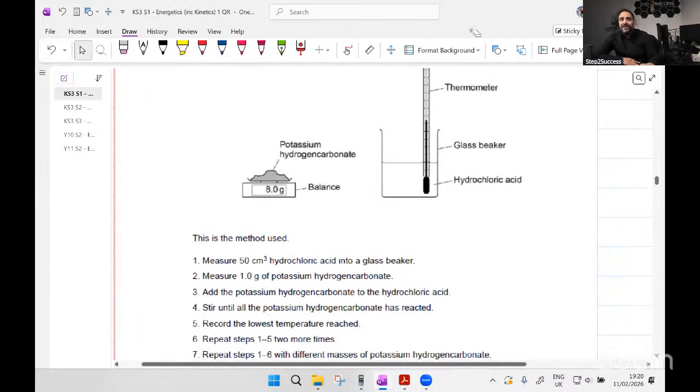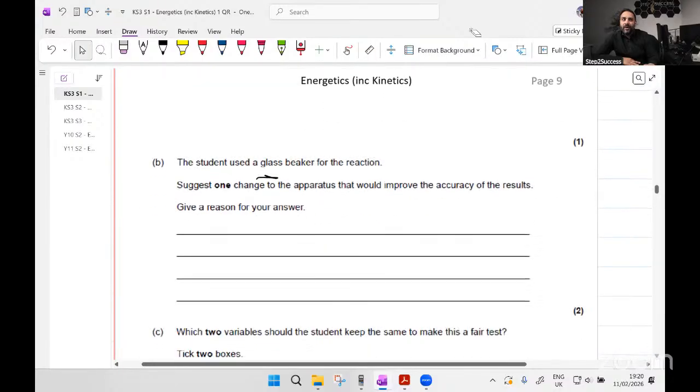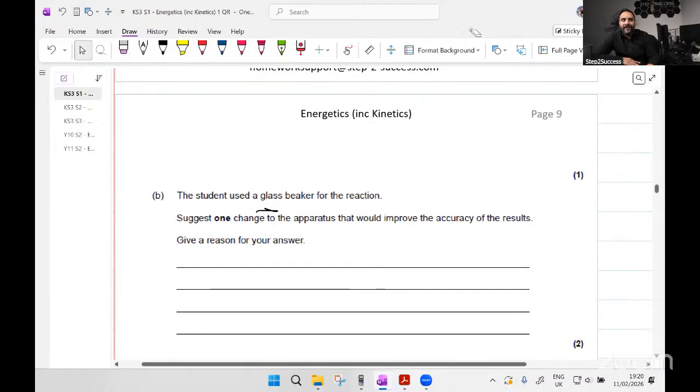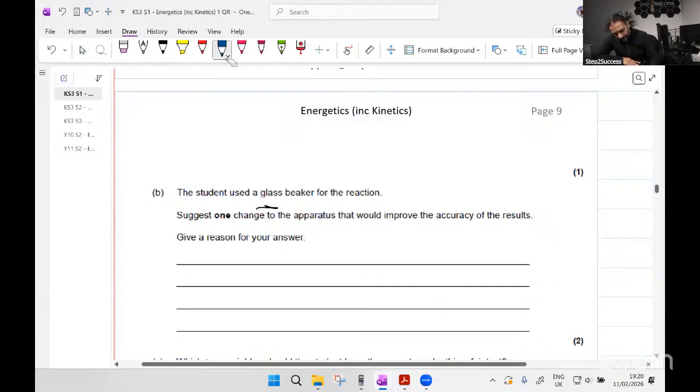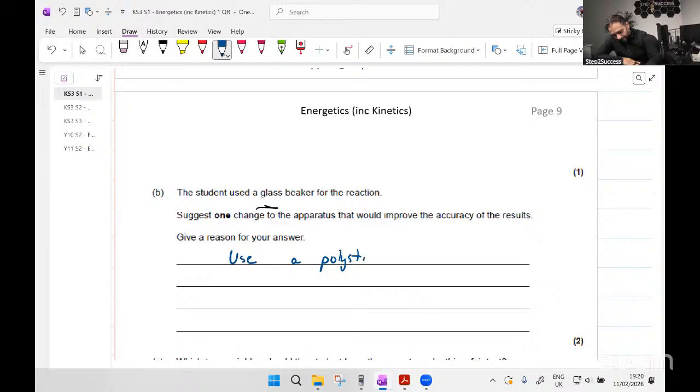Instead, what you should use is a bit like the things we drink coffee out of. They're called polystyrene cups. So use a polystyrene cup to improve this reaction as it insulates heat, or is a better insulator. Insulator means it keeps the heat in. That's why your coffee stays warmer. And so if you're measuring temperature, you kind of want to do that.